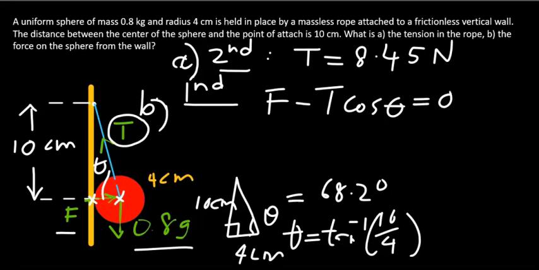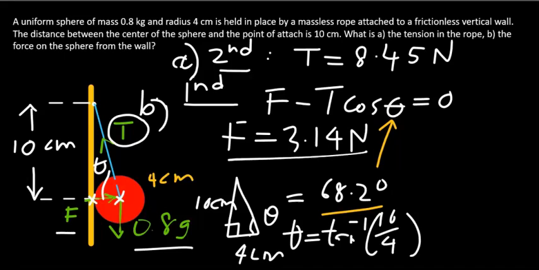You know the tension, so you can determine the force. Remember, theta is 68.2 degrees, and if you do the calculation, you get the following result for the force: 3.14 newtons. And that solves the problem. So this is an example where both static equilibrium conditions can be used to solve the problem.